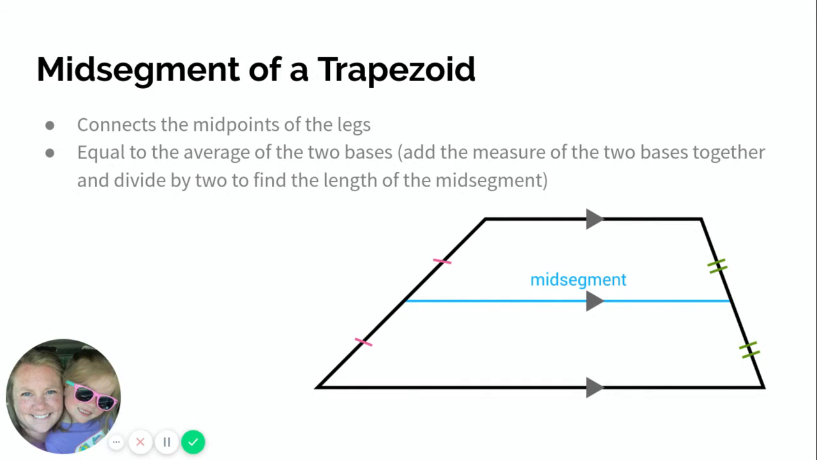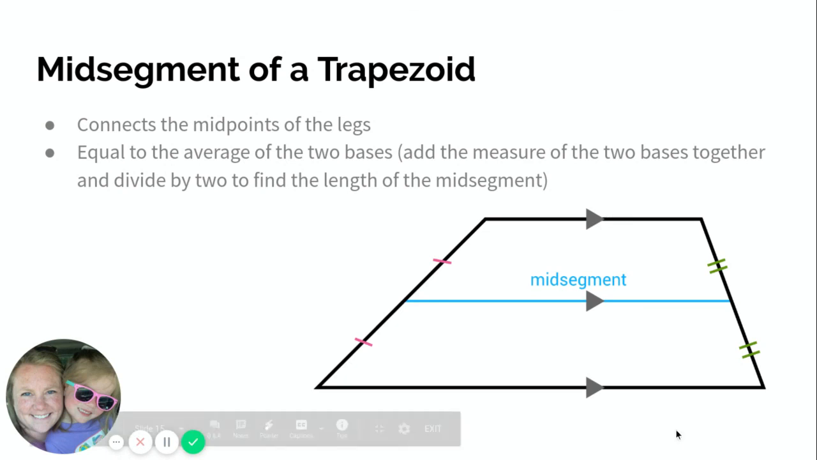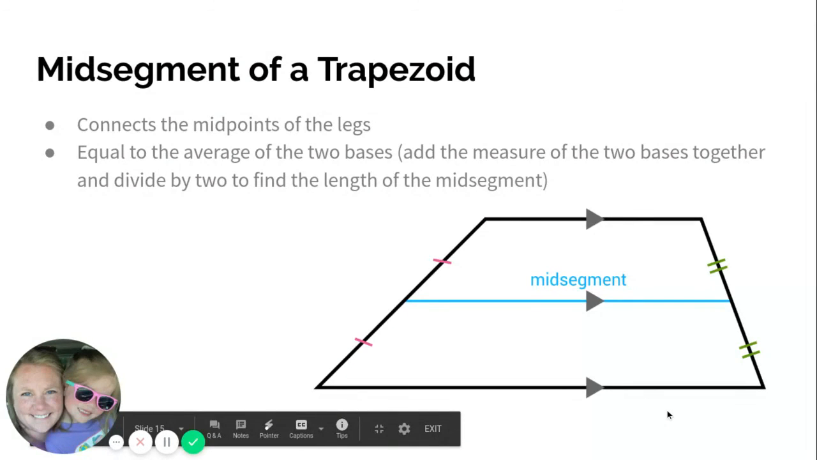The length of the mid-segment is equal to the average of the two bases. So this is a base and this is a base. And if I had numbers here to find this, how long this mid-segment is, I would take this base, add it to this one, and then divide by 2. That would tell me how long the mid-segment is.